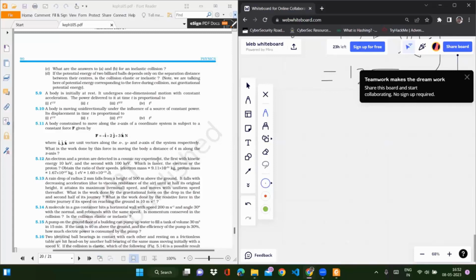Now, it is asked whether the electron is faster or the proton is faster, and also the ratio of their speeds is asked. The necessary things like the electron's mass, the proton's mass, and the conversion from electron volts to joules are given. So, firstly, we will write the equation for kinetic energy, that is nothing but K equals half mv square.